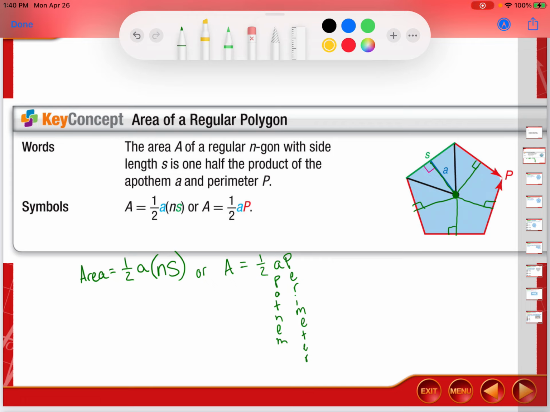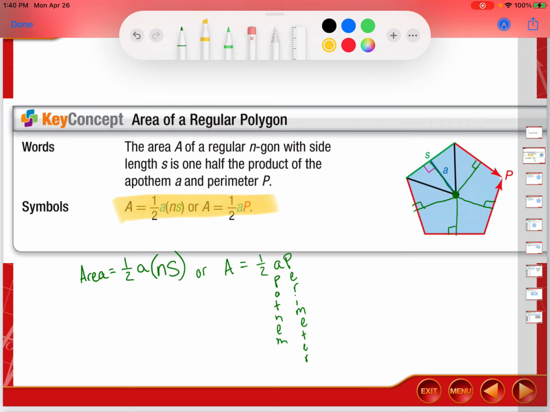What this formula tells us is that the area of a regular polygon is going to be half the apothem times the perimeter. So in order to calculate this, all we really need is a side length, and we can find the rest. That being said, let's get into it. So half the apothem times the perimeter.